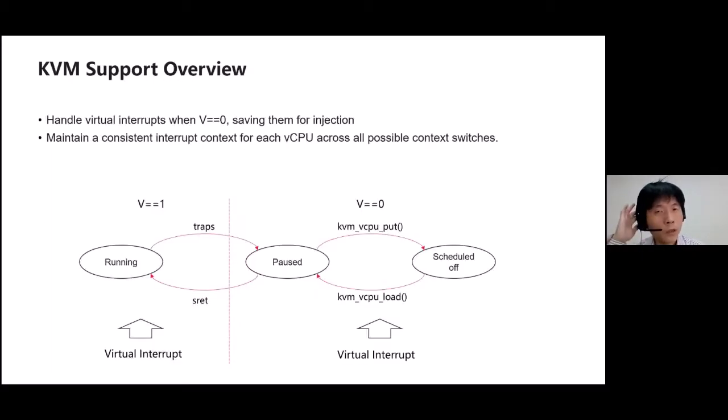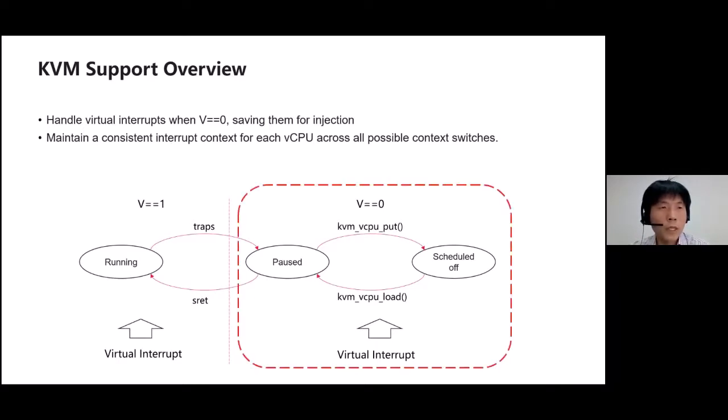To support the above interrupt controller extension, KVM's main task is to handle the interrupt when V equals zero and to maintain a consistent interrupt context for each vCPU. The vCPU in KVM essentially is in one of the three states shown in this state transition diagram. KVM's main task concentrates on the right portion. When the vCPU is in paused and scheduled off state, KVM handles the virtual interrupts, saving them for injection if necessary. When the vCPU transitions between the two states, KVM performs necessary context maintenance in the kvm_vcpu_put and kvm_vcpu_load functions.